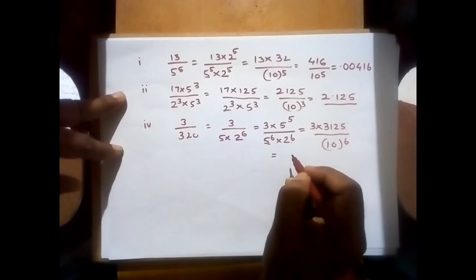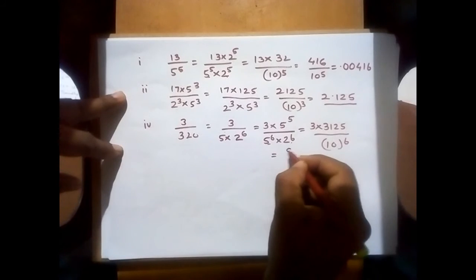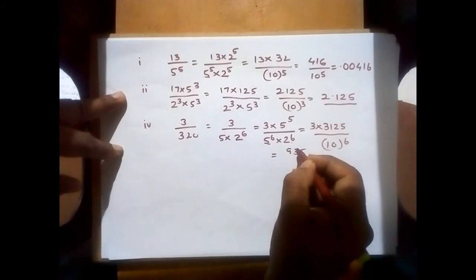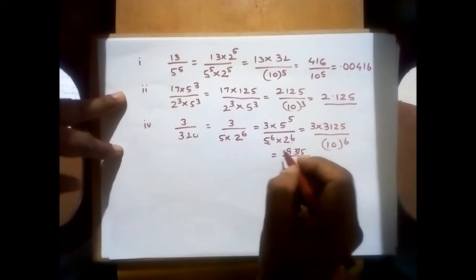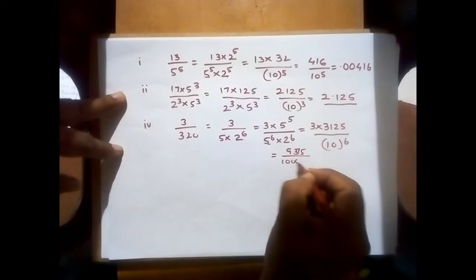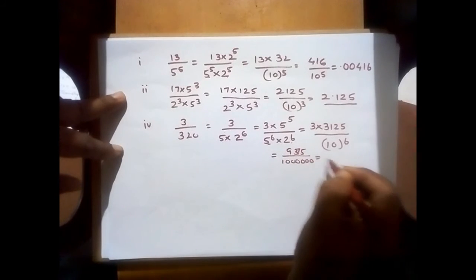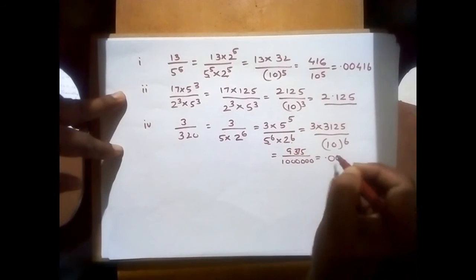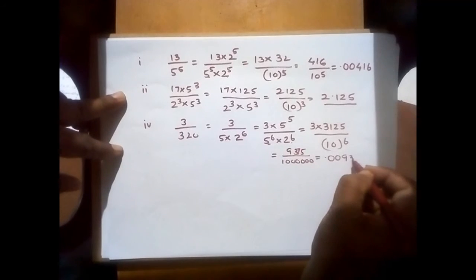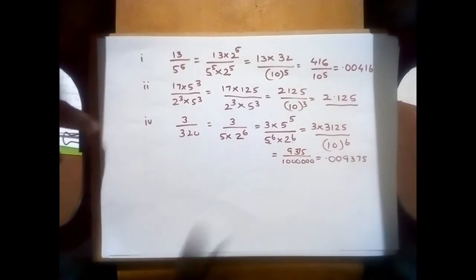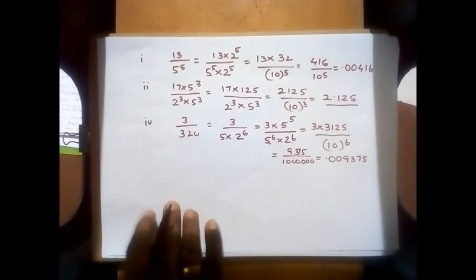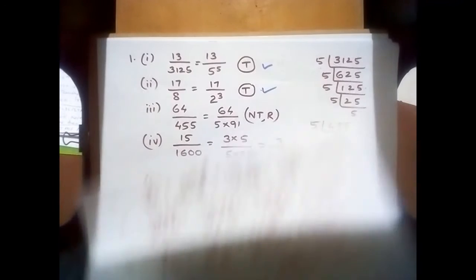So that is equal to 9375 divided by 10 to the power of 6. How many zeros? 6. So that is equal to 0.009375. Okay, now fourth is over.